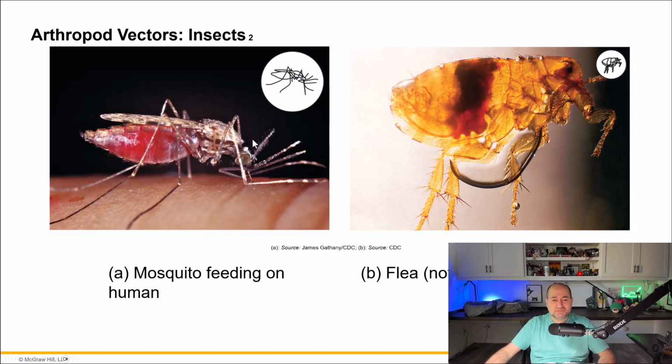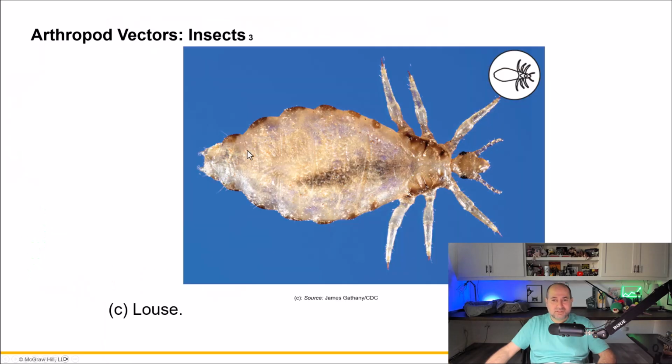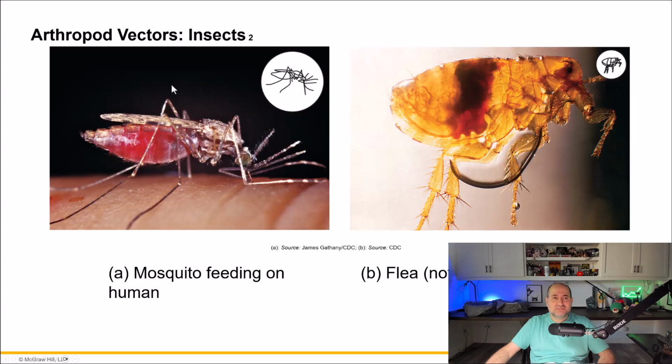Here you can see a mosquito feeding on a human. And how many diseases are spread by mosquitoes? It's countless diseases are spread by mosquitoes. A flea, this is what a flea looks like on the right. Too bad he's covering his little mustache. A lot of fleas have this characteristic little mustache looking thing. It's part of their mouth structure. Here you can see a louse. A louse is singular for lice. So these are all insects.